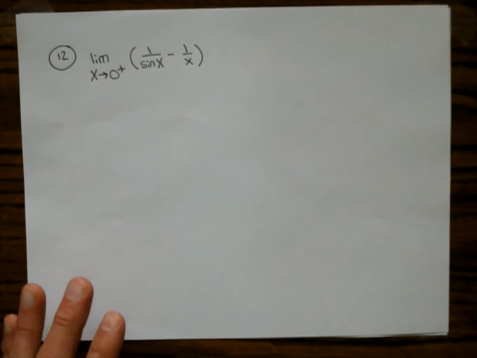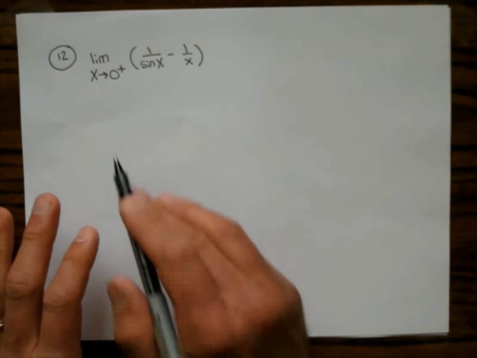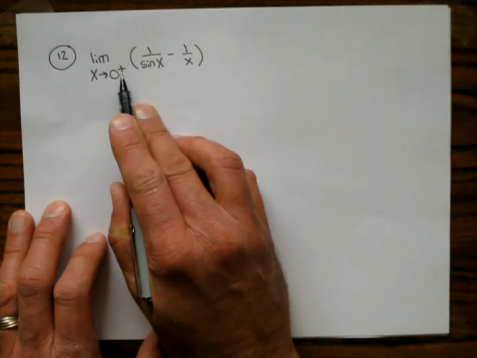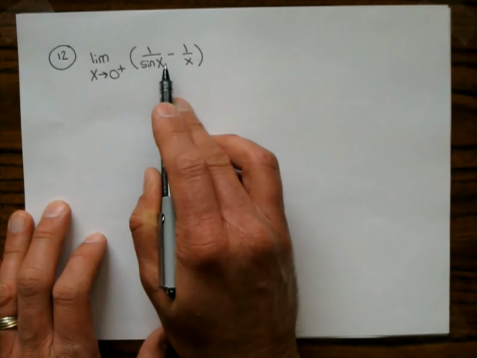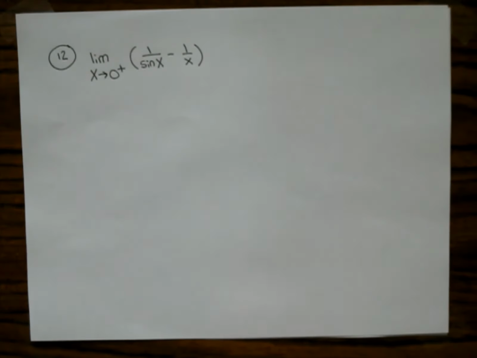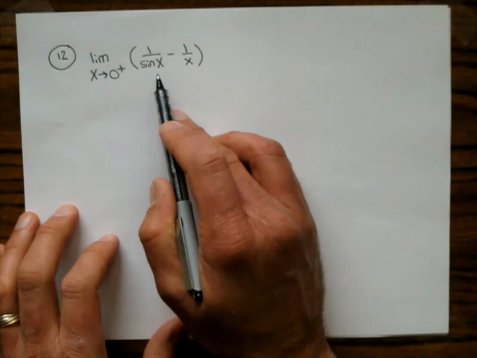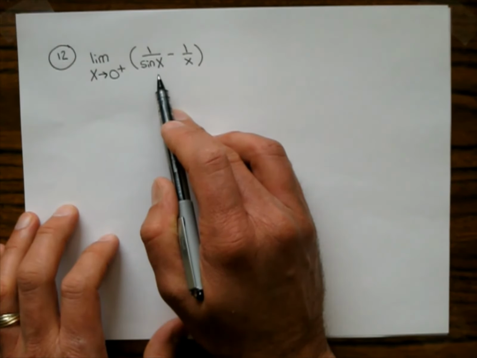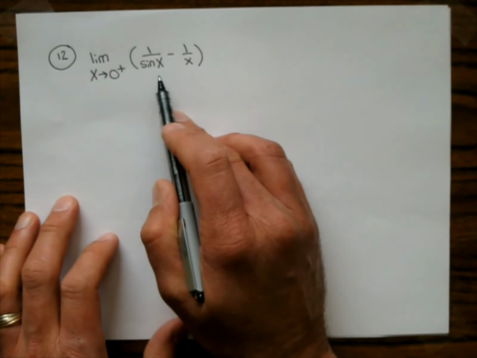We have the limit as x approaches 0 from the right, 1 over sine x minus 1 over x. Okay, so what do we have here? 1 over 0, 1 over 0 from the right.